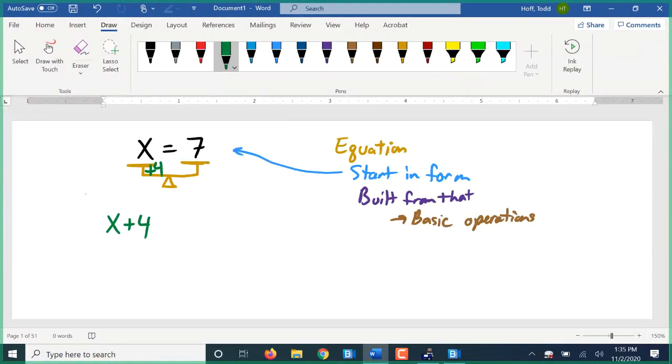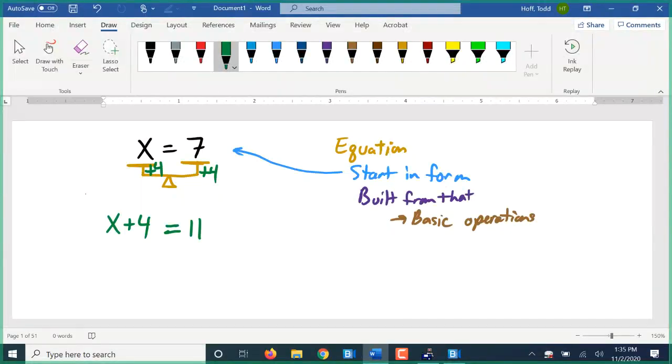However, if I do that, if I add 4 to one side, my equation, my scale isn't going to balance anymore. To keep that scale balanced, whatever I do to one side, I have to do exactly the same to the other side. So I have to add 4 to the 7 as well, which would make it 11. So we have now built a more complicated equation.